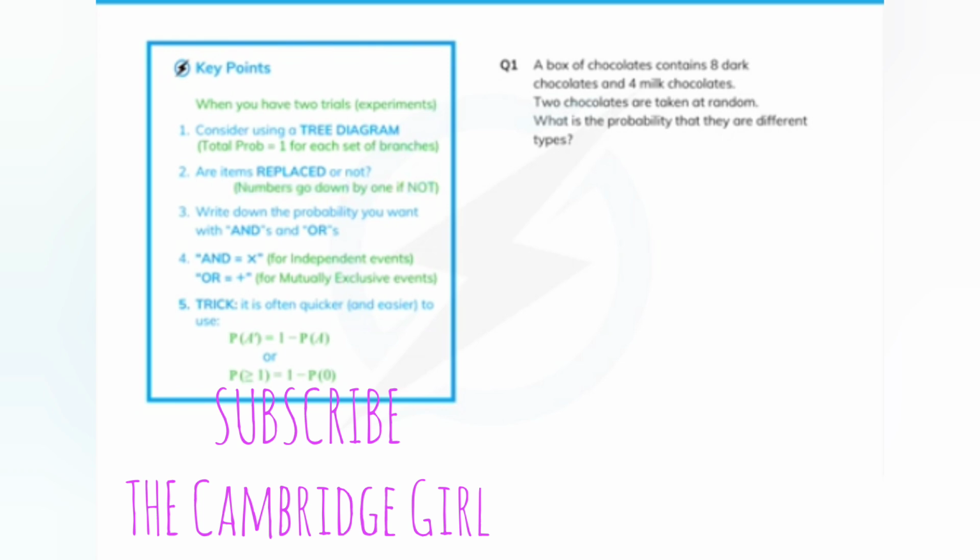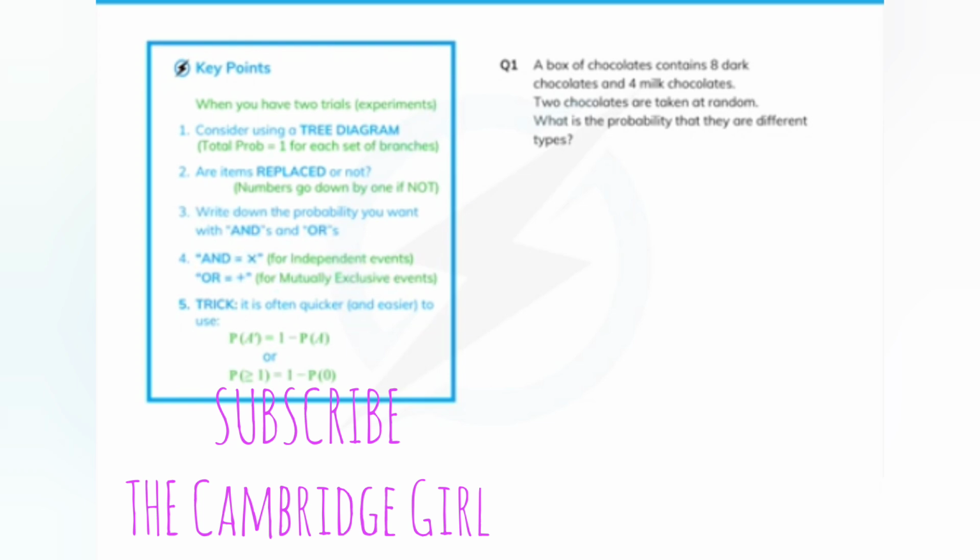Whether you use a tree diagram or not, it's always a good idea to write down the probability you want with and or between the things, okay, as you would naturally say it. And then once you've done that, and is always times and or is always plus. Just pausing to note that the and rule, and is times, works for independent events. In other words, the first thing doesn't affect the second thing. And the or rule works for mutually exclusive events, which means the two things can't happen at the same time, like a head and a tail on a coin. They are mutually exclusive events.